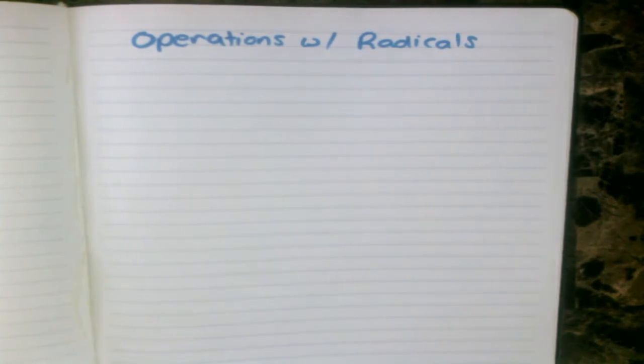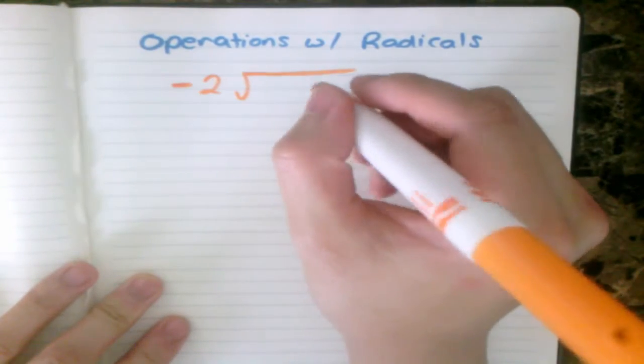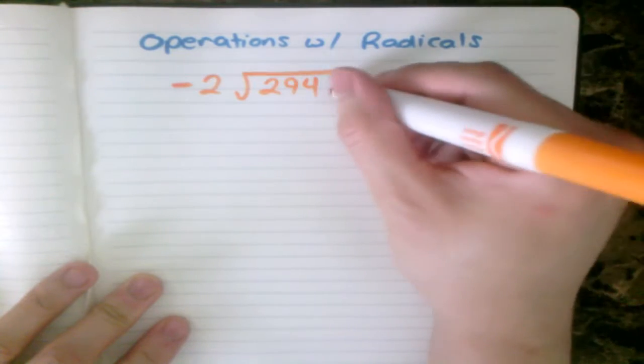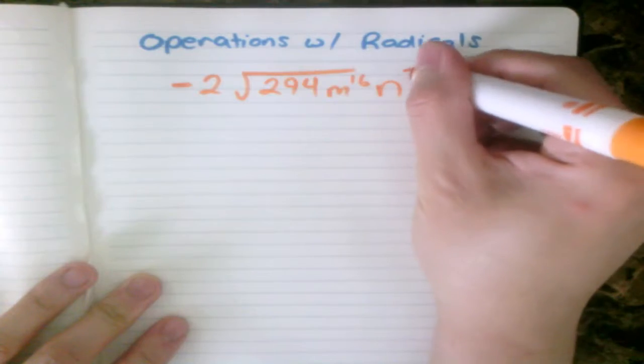Alright, so operations with radicals. A student sent me a couple of example problems that they would like me to work through, so I'm going to work through these. I think I'll post a follow-up video afterwards, when I get some more free time, just to explain the steps required to get here. I'm going to work these problems, but it's going to require a lot of background knowledge. So we've got -2 times the square root of 294 m to the 16th n to the 7th.